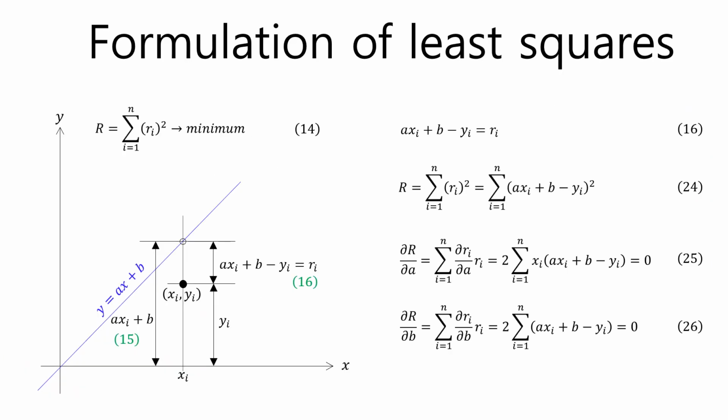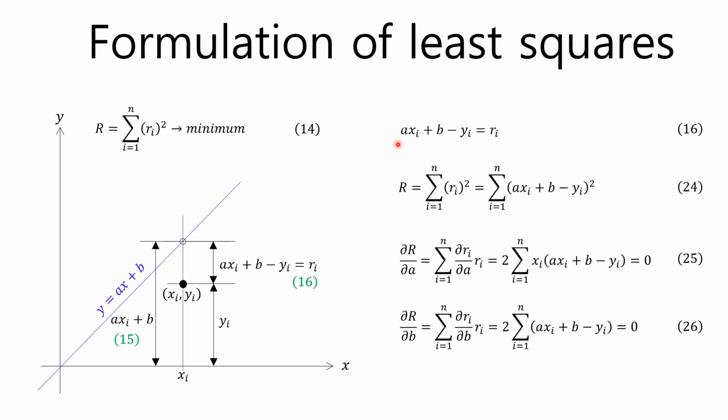Let's formulate a theoretical equation for the least squares regression. Let us denote the sum of the squares of all residuals as r. Substituting the Ri in equation 16 into equation 14 gives equation 24. As already explained in equation 16, yi and xi are constant values because they are measured values. On the other hand, because a and b are coefficients of a system equation that has not yet been determined, they become variables rather than constant values.